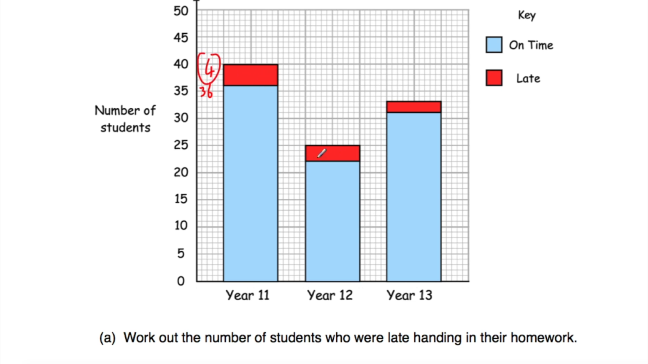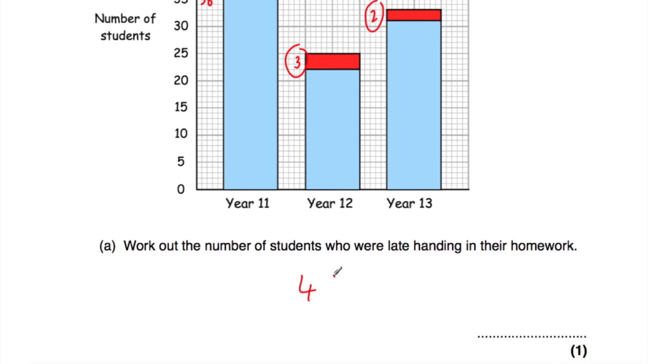In terms of year 12, well, we've got 1, 2, 3. 3 were late in year 12. And year 13, 1, 2. So we've got 4 students in year 11 were late, 3 students in year 12 were late, and 2 students in year 13 were late. And let's add them together and see what we get. So 4 plus 3 plus 2. 4 plus 3 is 7, plus 2 is 9. So that means that 9 students handed in their homework late.